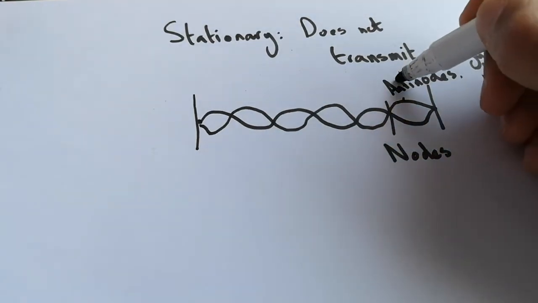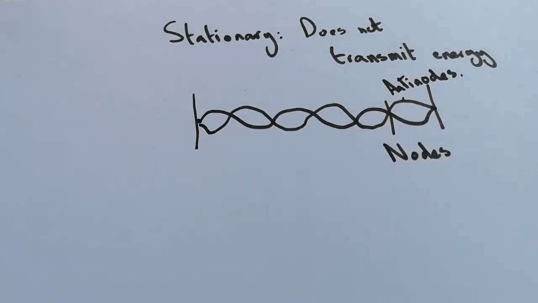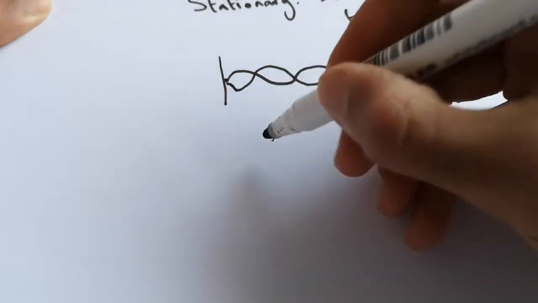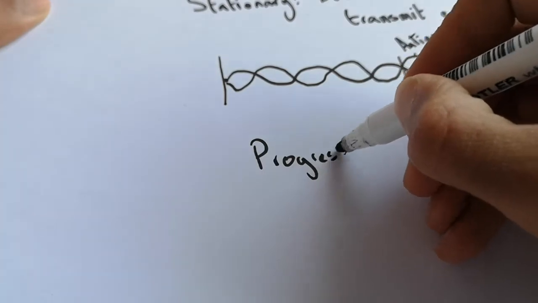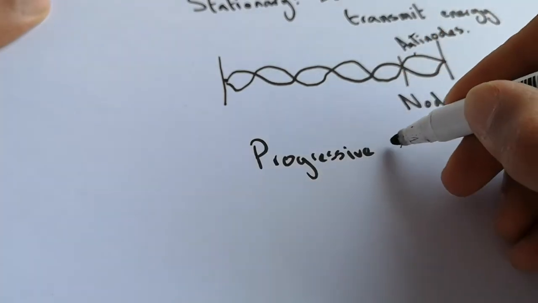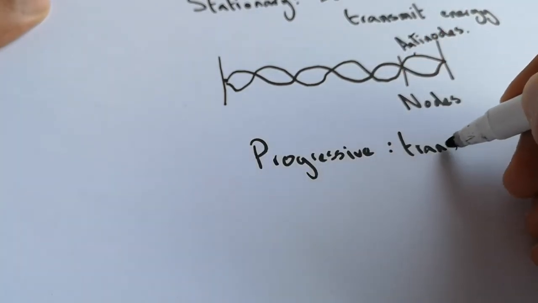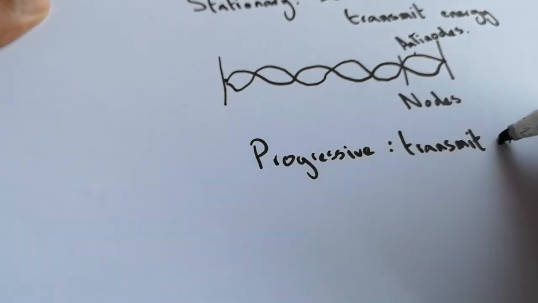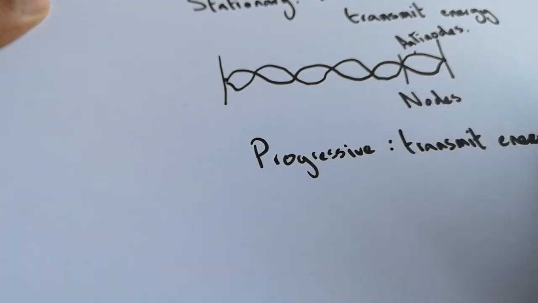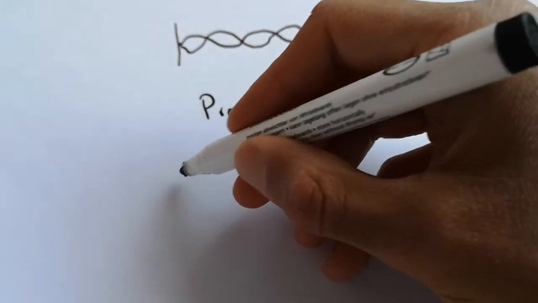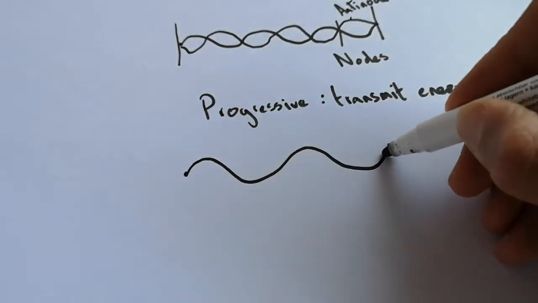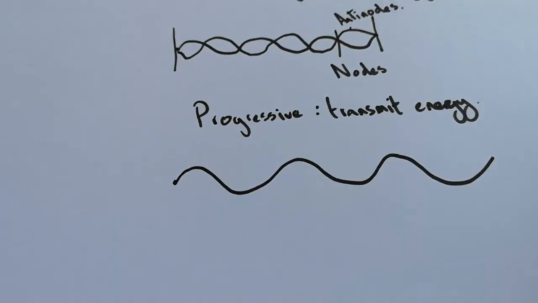Okay? That's done there. Now, with a progressive wave, the situation that we have is that they do transmit energy. So if you think about a source of oscillation, for example over here, as that wave transmits along, there will be a transfer of energy. Okay, so that hopefully should clear up that point.